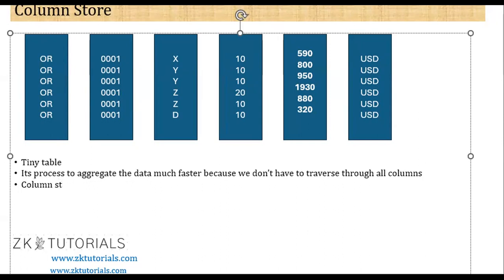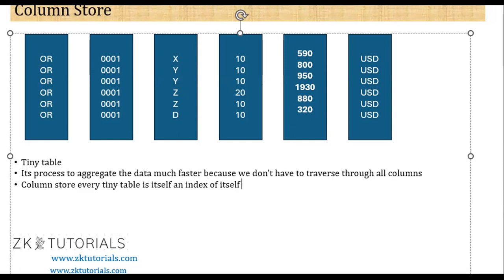in column store, every tiny table is itself an index, an index of itself. Now it will speed up the data.